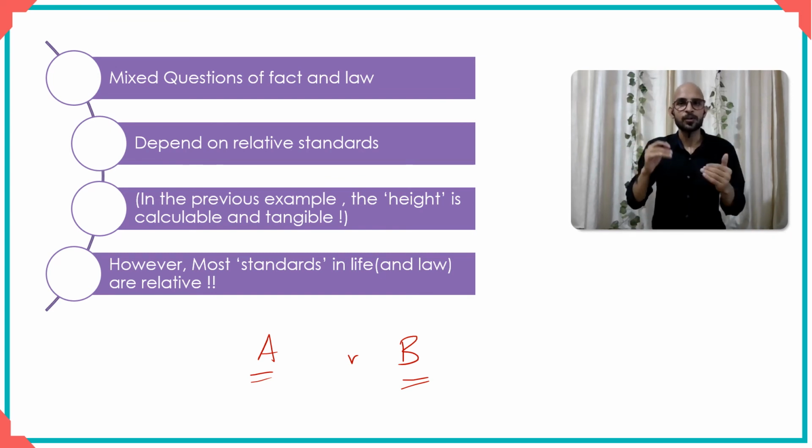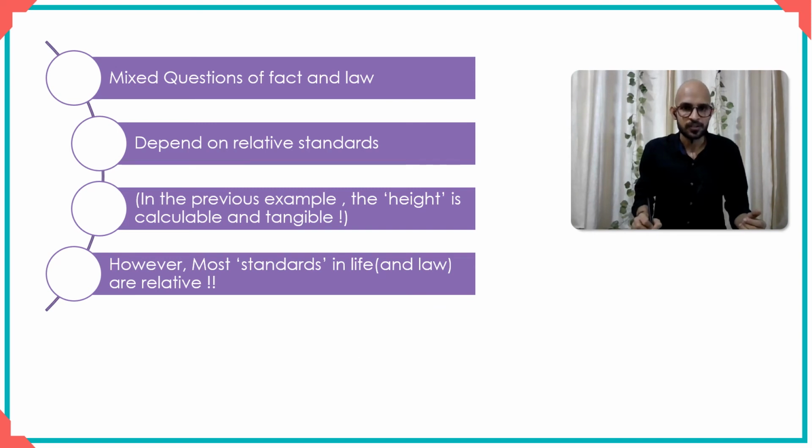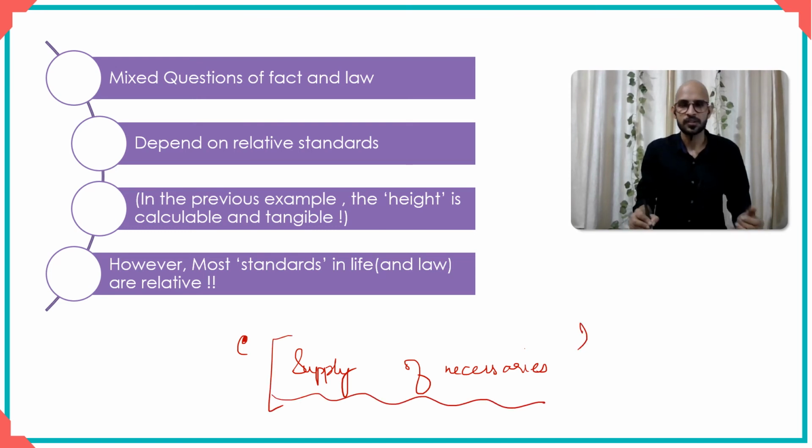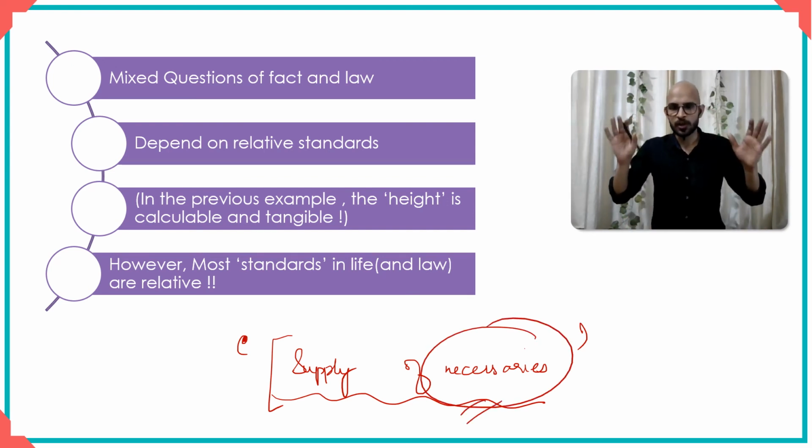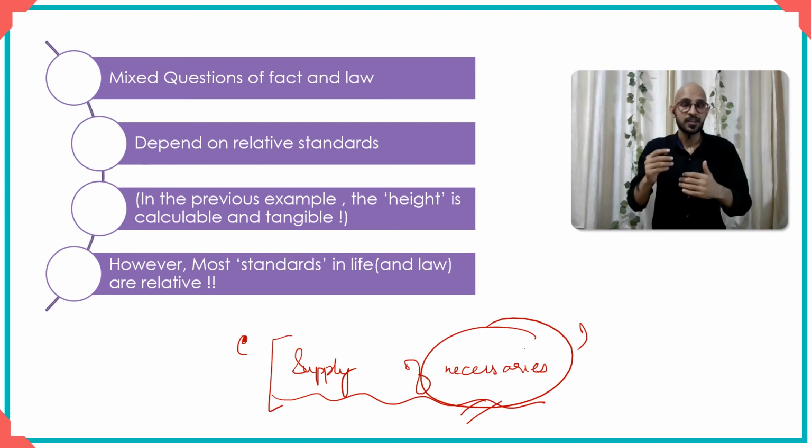So when you have to evaluate whether something was necessary or not, for example, you must have heard that in quasi contracts, there is the supply of necessaries to a minor, right? So you have sections 68 to 72 in the Indian Contract Act. I'm not talking about the law of contract now, I'm just talking about this word called necessaries. Now, what is necessary? Well, it's a very relative term. You can't quantify that. You can't give it a number. So it is a relative term, and most things in life and law are relative.